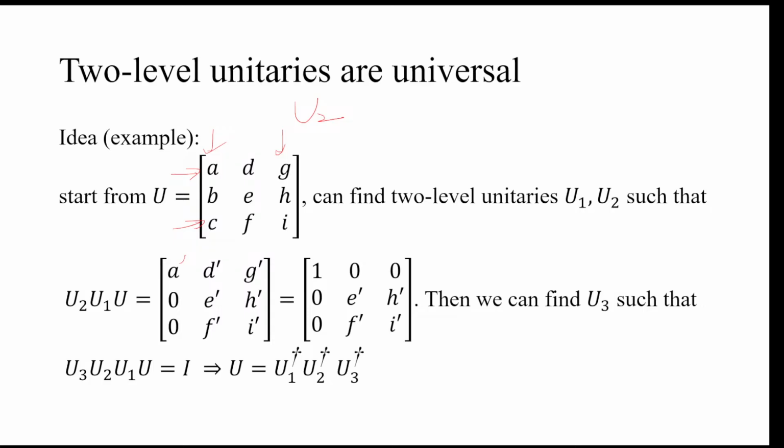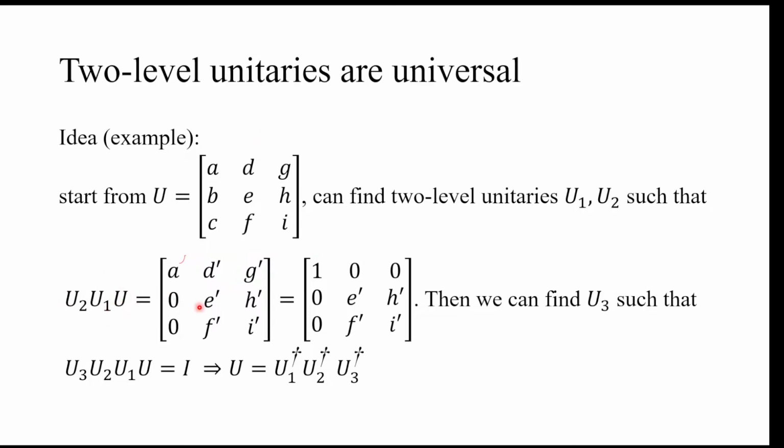So you will apply u1 and u2 on u, then you will get this matrix that has some coefficients and 0, 0 here. Okay, and then because we know u is unitary, u1 is unitary, and u2 is also unitary, so you have 3 unitaries multiplying together, which is still a unitary.